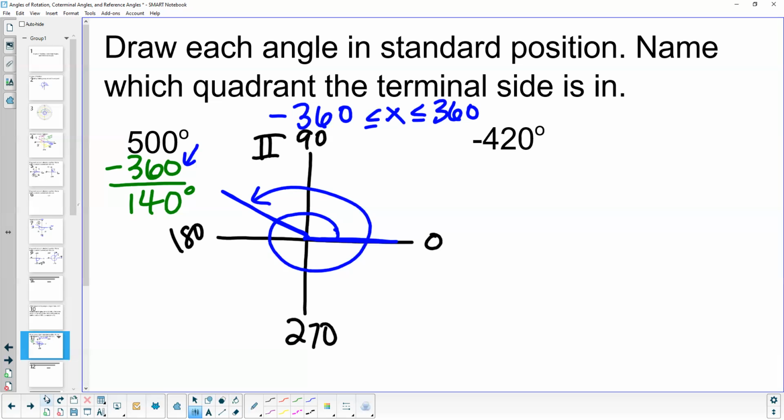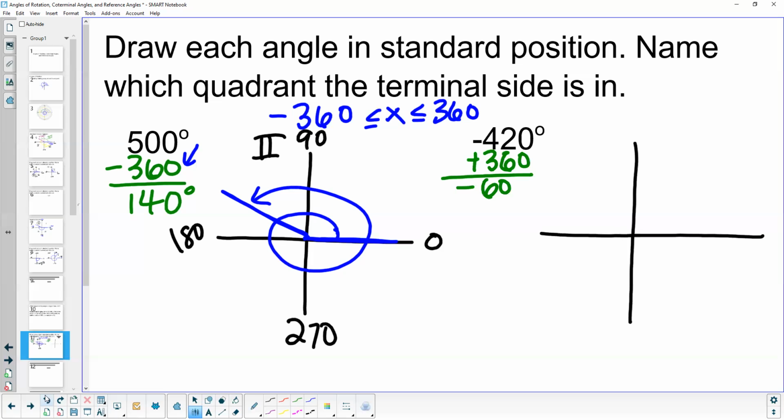Same thing happens here with this negative 420. So what happens is we know that this is outside of that negative 360 side. So instead of subtracting 360, I'm going to add 360 to it. And as we do that, negative 420 plus 360, we end up getting negative 60. Now, negative 60 is definitely within our realm of things that we can do, but this is a negative angle. So we've got 0, negative 90, negative 180, negative 270.